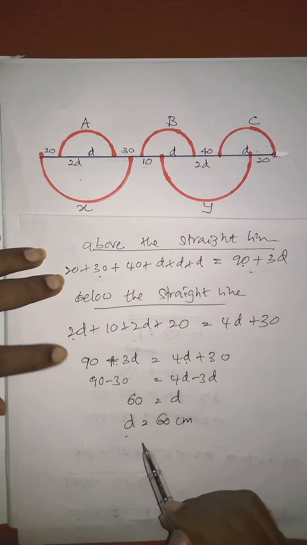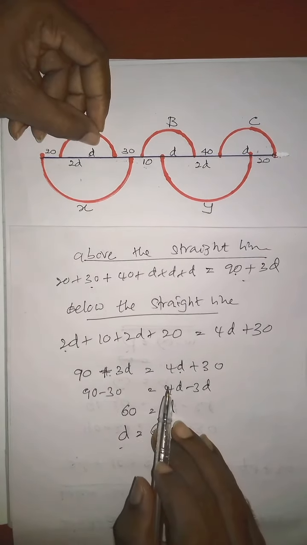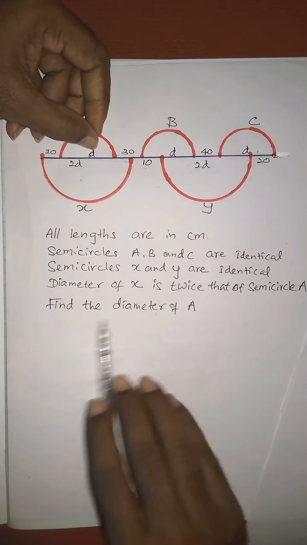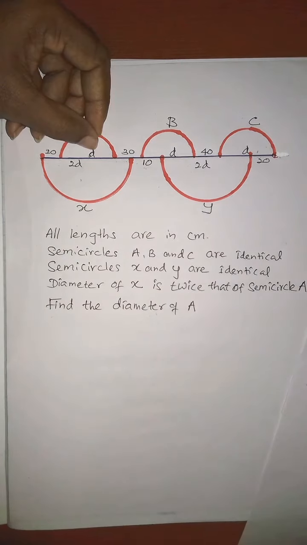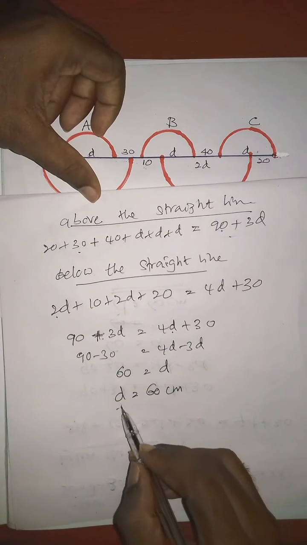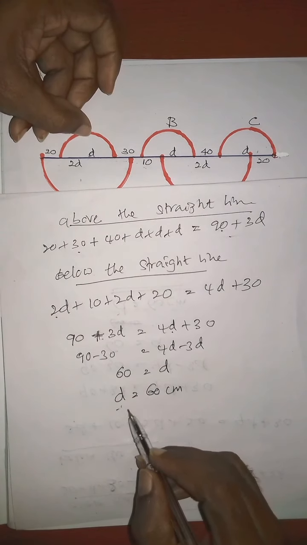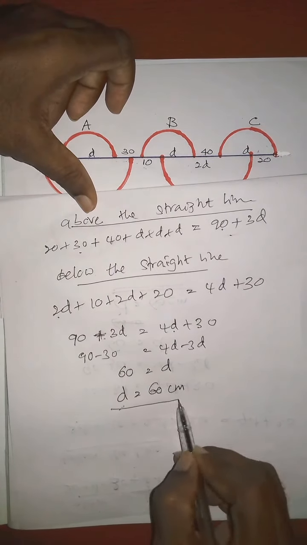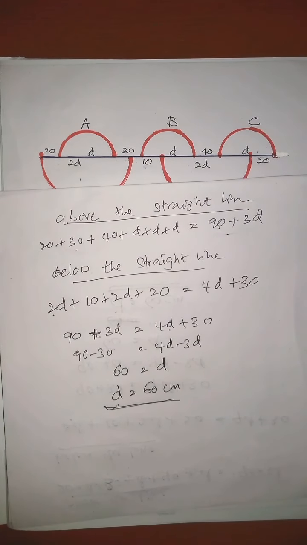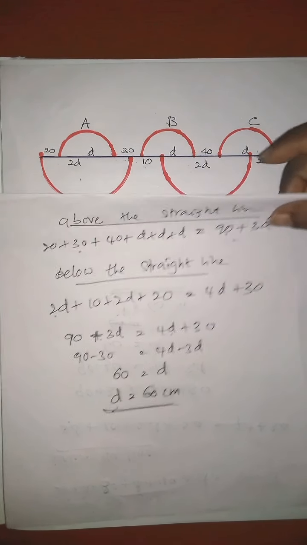Then d is the diameter of the semicircle A. What is asked to be found is the diameter of the semicircle A. So the solution is that the diameter of the semicircle A is 60 centimeters. That is the solution of this problem.